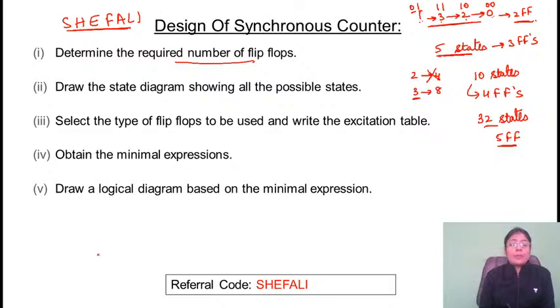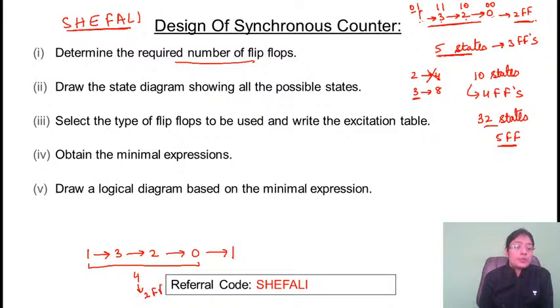Children, if they have not given you the number of sequences, but have given that your counter should come up with the output like 1, 3, 2, 0 and again it will go to 1. So basically how many sequences are you getting here? You are getting 4 sequences. So from here you understood, you need 2 flip-flops.